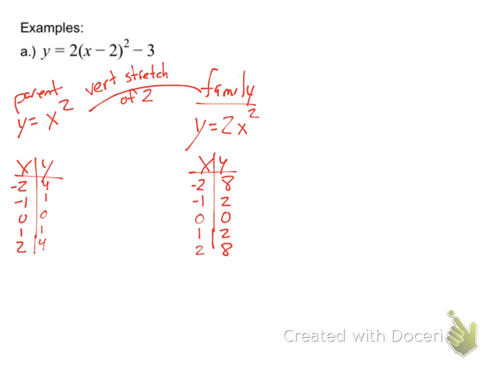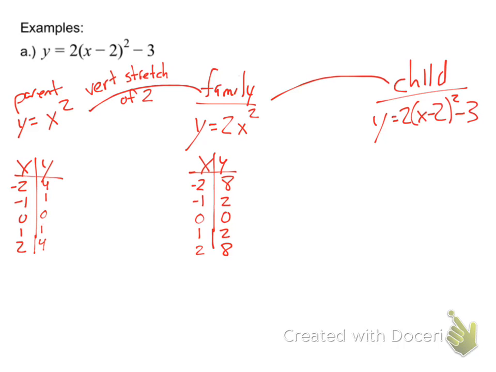We're over halfway done, guys. The next step is to get to the child. The child is the actual equation in question. So I just write down the whole thing. And it brings back the h and the k. And what does the h do? It's 2 right and 3 down.